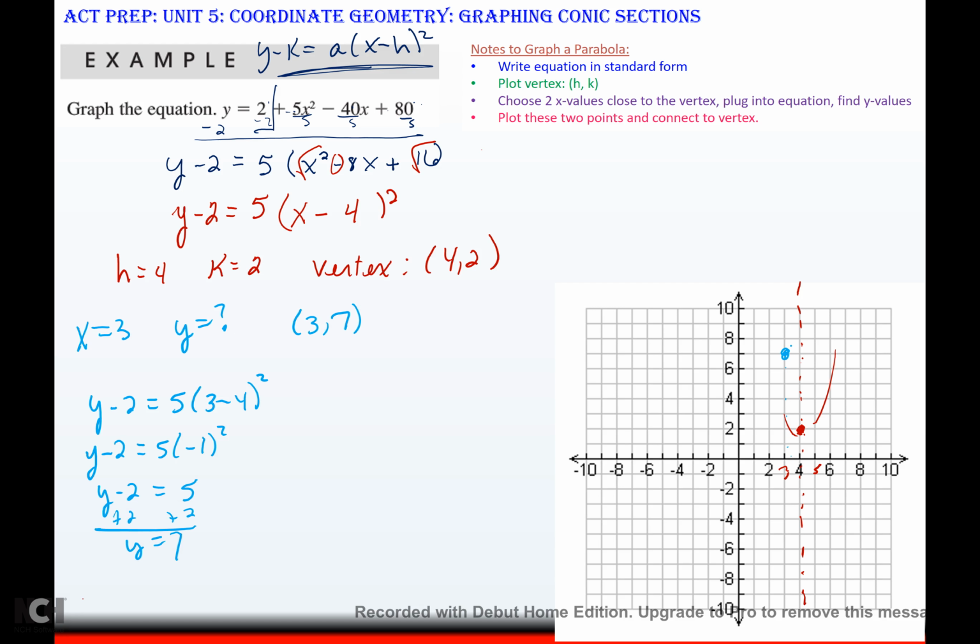And you could then pick y equal 5 and do the same thing, but the nice thing about parabolas is there's a reflection across that axis of symmetry. So since this point is 1 dot away from the axis, then I know there's one dot away on the other side. So if I connect, I have a pretty thin parabola, and there she is. Okay?